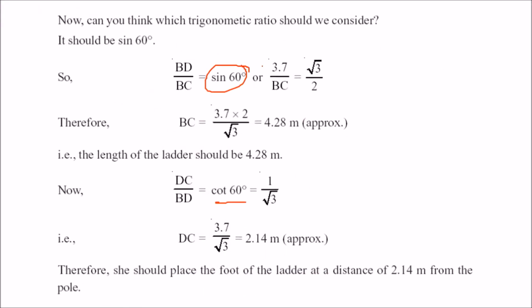So 3.7 by BC, that is the length of the ladder, BC will be 3.7 into 2 by root 3. We'll take the value of root 3 as given in the question. The length of the ladder will be 4.28, and as I discussed earlier, this cot 60 will be 1 by root 3. That will give you this answer. 2.14 is the distance of the ladder from the foot of the pole.